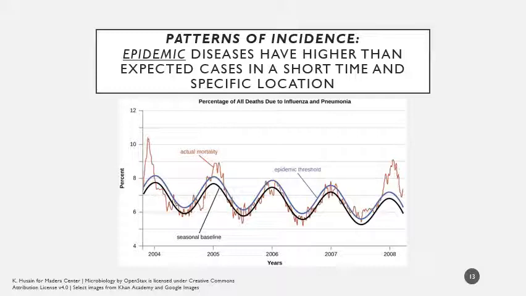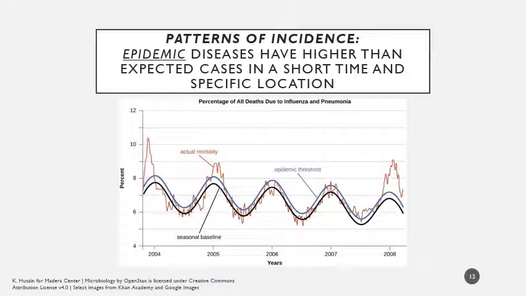There's times where we would expect there to be much more incidence and much more mortality from influenza, specifically in colder months, dropping down in the warmer months. So there's a seasonal threshold. If mortality surpasses a specific epidemic threshold, that's when we start being concerned and calling it an epidemic.